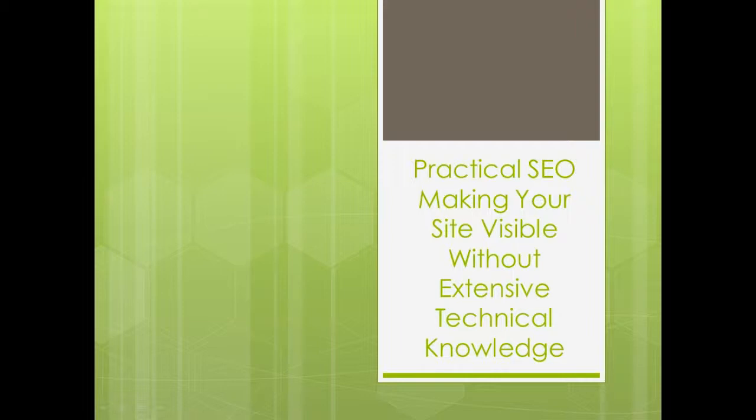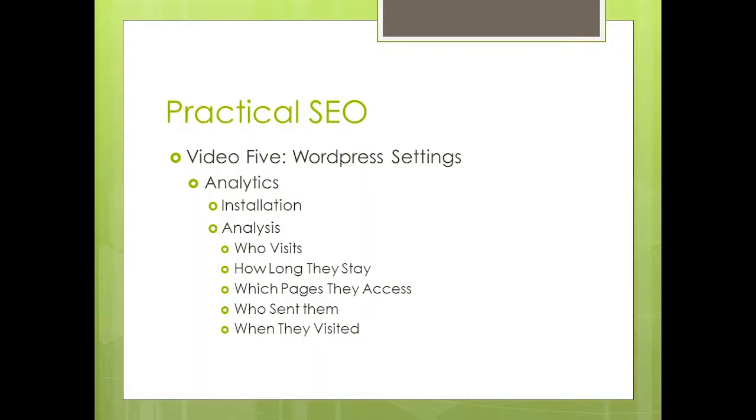Okay, in this fifth video, where we'll be talking about practical SEO, which is making your site visible without having to have extensive technical knowledge, we'll be talking about our initial WordPress settings. Basically, in this video, we'll be talking about the installation of Google Analytics, which you should hopefully already have had your account set up. In terms of setting up your WordPress, we're going to be using the plugin feature, which we'll be talking about in depth in the next video. However, we will be using the plugin feature in order to install Google Analytics.